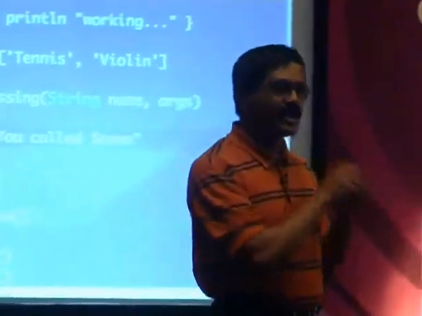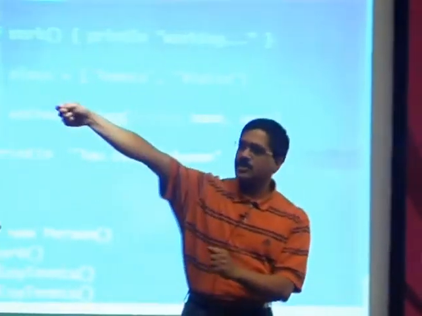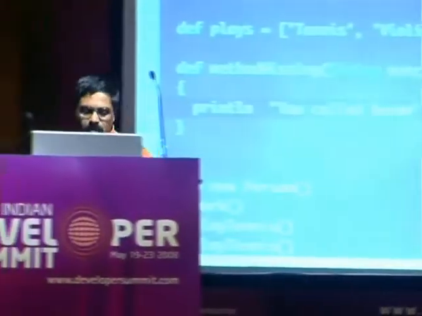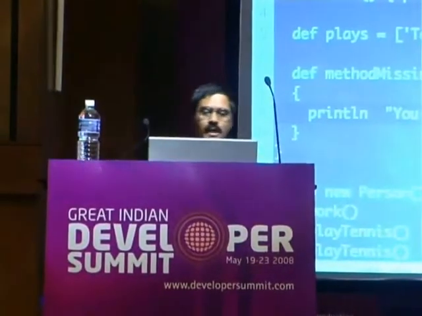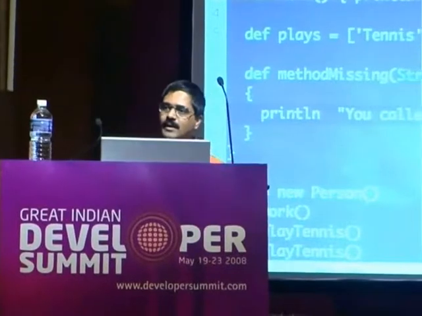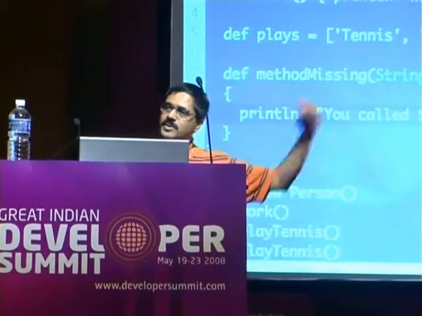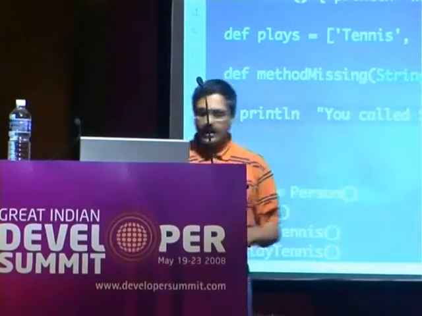So it is a method that is extremely dynamic. If you don't have a method, once again, it gives a last chance and says, do you want to handle this? Do you want to execute this? So if I execute this method right here, notice it says you call play tennis, you call play tennis, you call play violin, and it called that method. What was rejected a few minutes ago, it's calling it here, right?